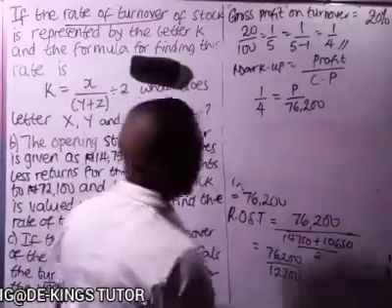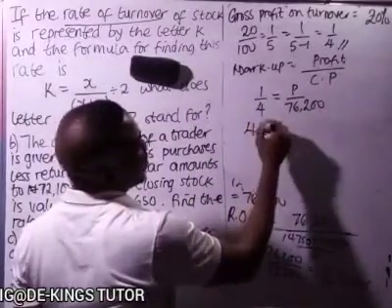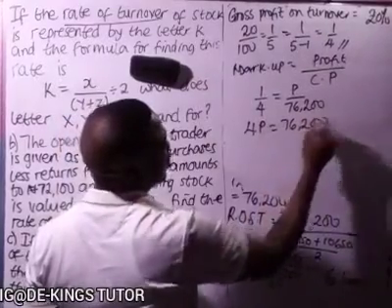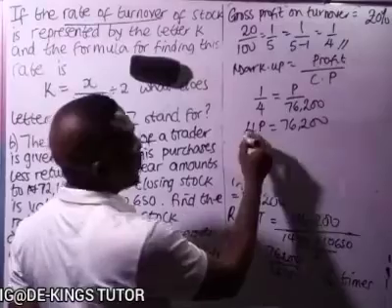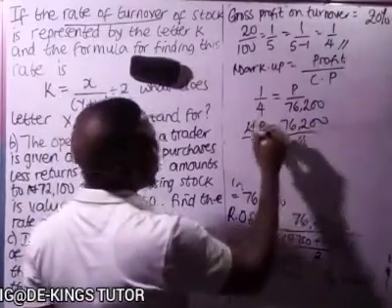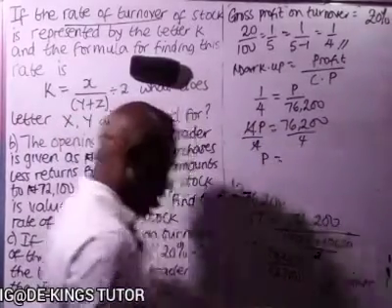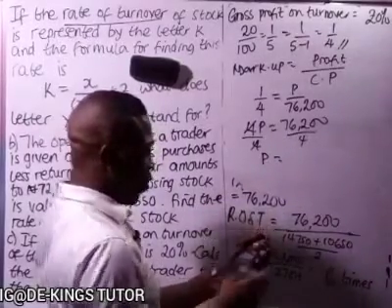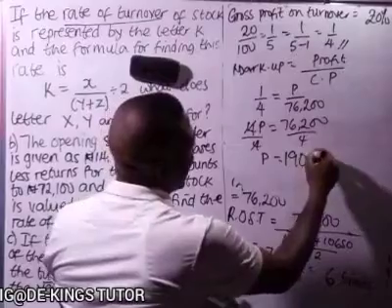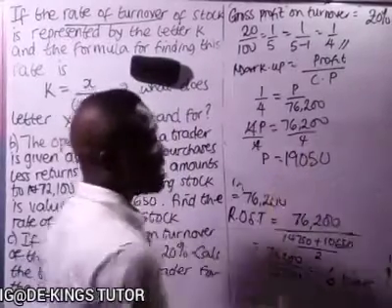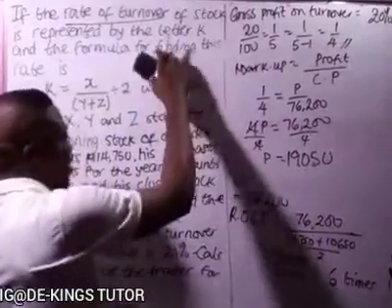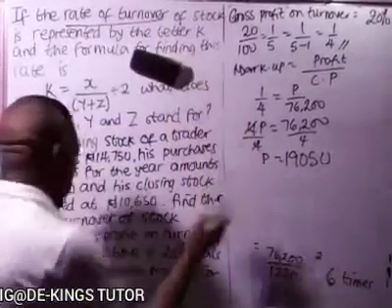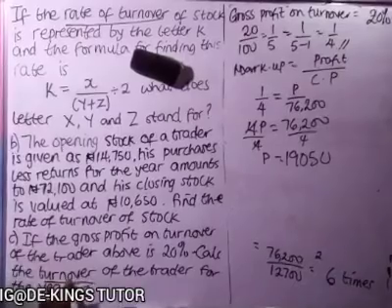If we cross multiply, 4 times P gives us 4P equals 1 times 76,200. To get P, which is the profit, we divide both sides by 4. So this cancels this. 76,200 divided by 4 will give us 19,050. So my profit is 19,050.